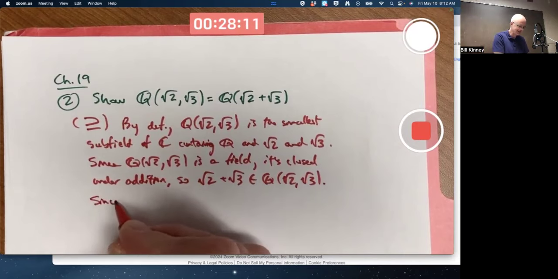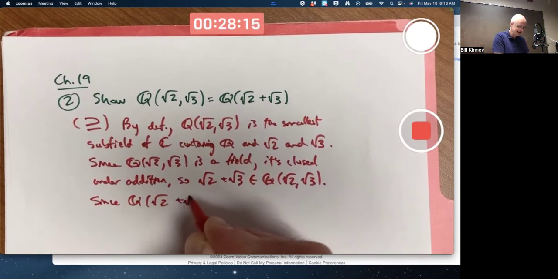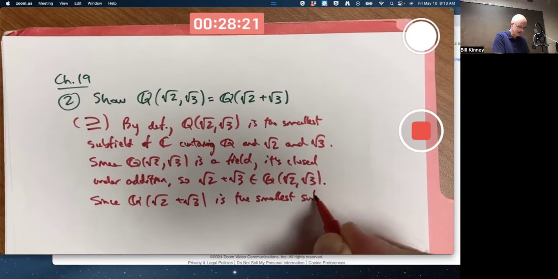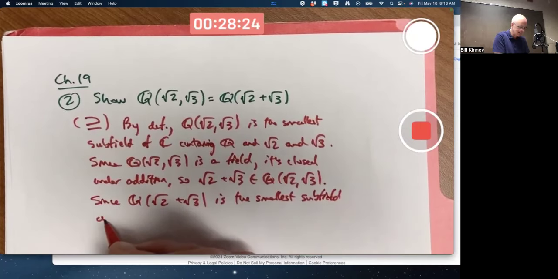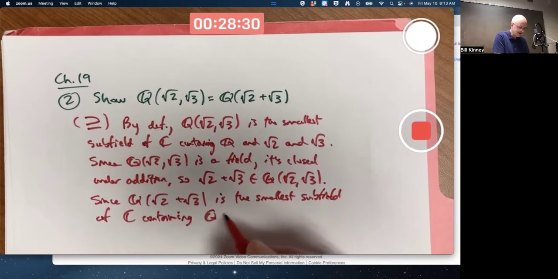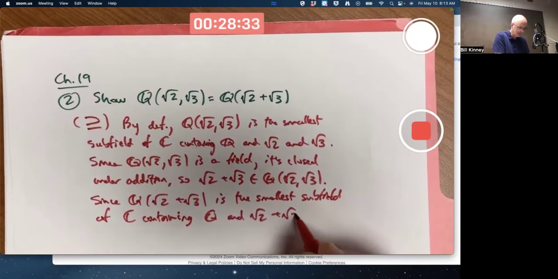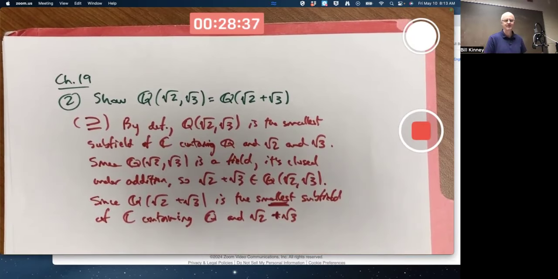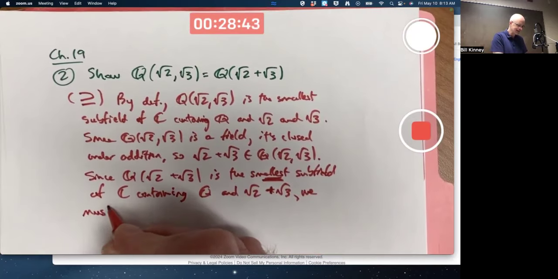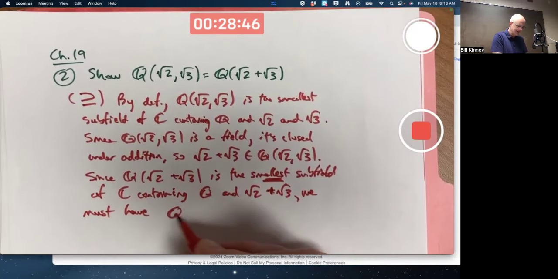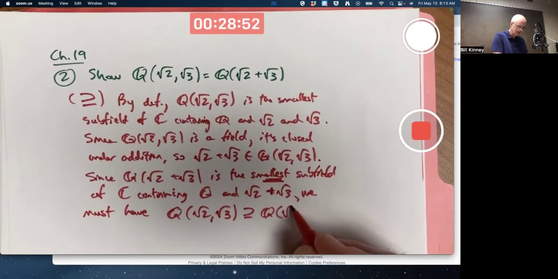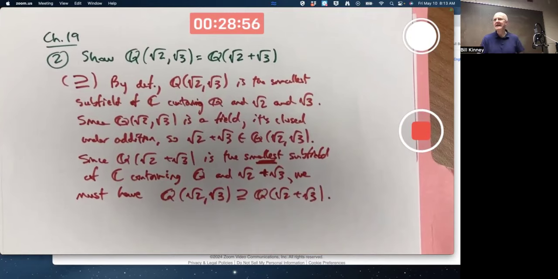Let's write it out. Since this thing is the smallest subfield of C containing all the rationals and square root of 2 plus square root of 3, emphasis on the word smallest, it must be the case that this other thing is possibly bigger, so we have this inclusion. Okay, that's the easy direction.